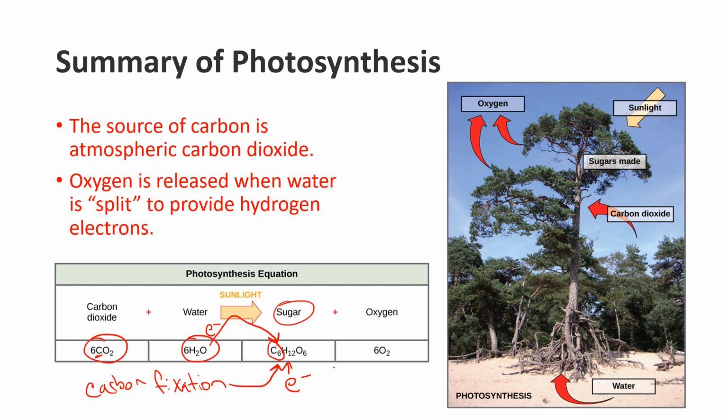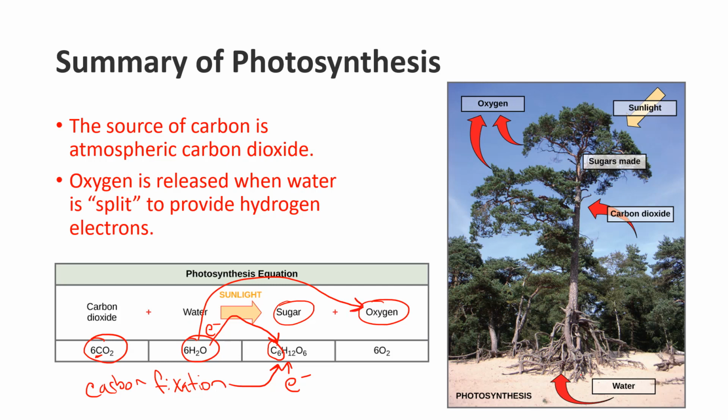And the oxygens are a result of water being split. So to strip these electrons away from water, the water is split, so these electrons are stripped from water. When that occurs, oxygen is produced as a result. So that's where the oxygens come from.